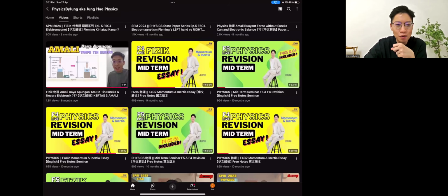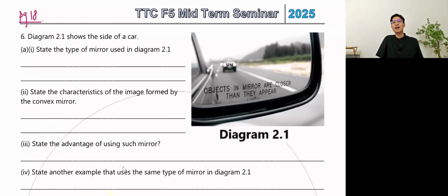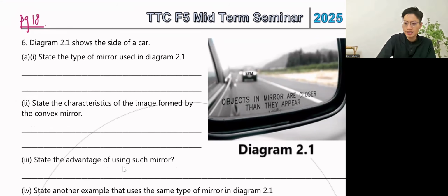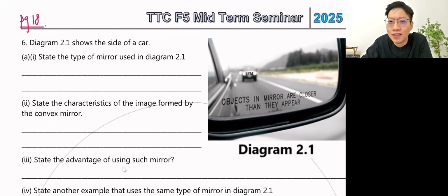Hello, welcome back. On page 18 here shows the side of the car. State the type of mirror used in diagram 2.1. So we have a mirror here. This is the side mirror. What mirror do we use? Do we use a convex mirror or a concave mirror for the side mirror?